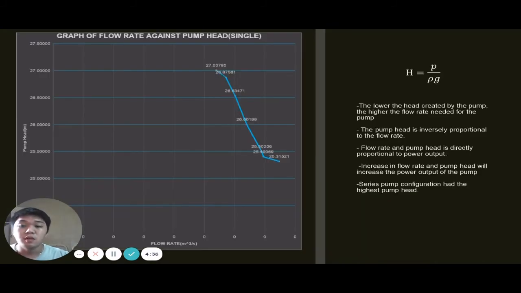Now I will present the discussion from Lab 4, which is the series and parallel pumps. Okay, as you can see, this is the graph of flow rate against pump head for the single pump configuration. The formula of net head for the single pump is pressure over rho g, where rho is equal to 1000 and g is equal to 9.81. As you can see, as the flow rate increases, the net head is lower. So we can deduce that the pump head is inversely proportional to the flow rate.